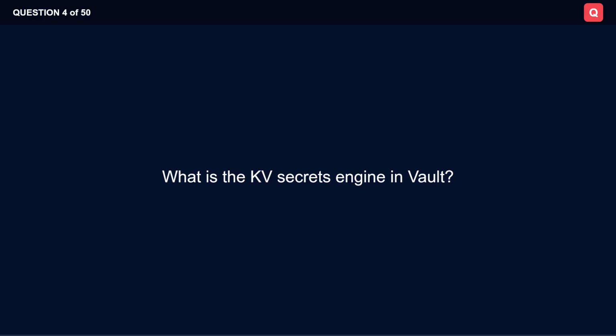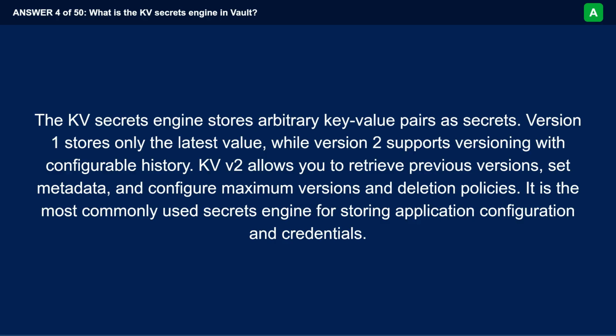What is the KV Secrets engine in Vault? The KV Secrets engine stores arbitrary key-value pairs as secrets. Version 1 stores only the latest value, while version 2 supports versioning with configurable history. KVV2 allows you to retrieve previous versions, set metadata, and configure maximum versions and deletion policies. It is the most commonly used secrets engine for storing application configuration and credentials.